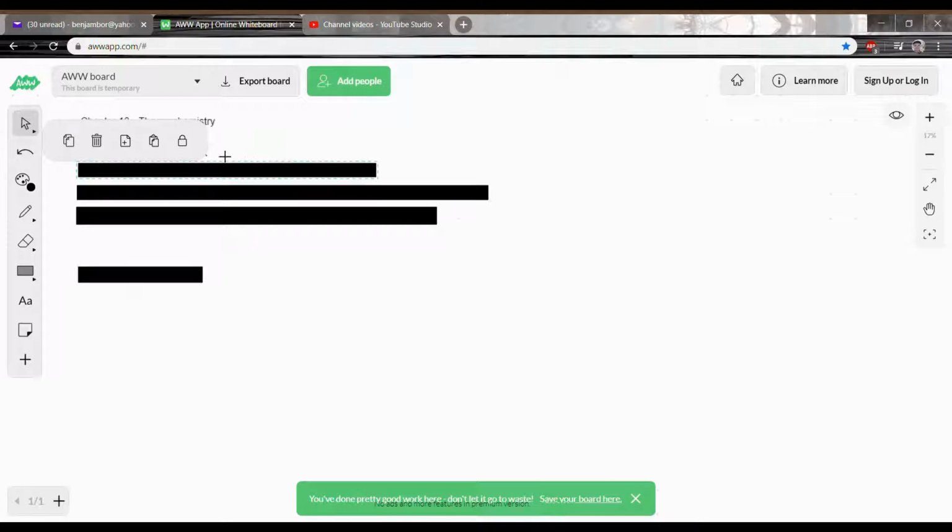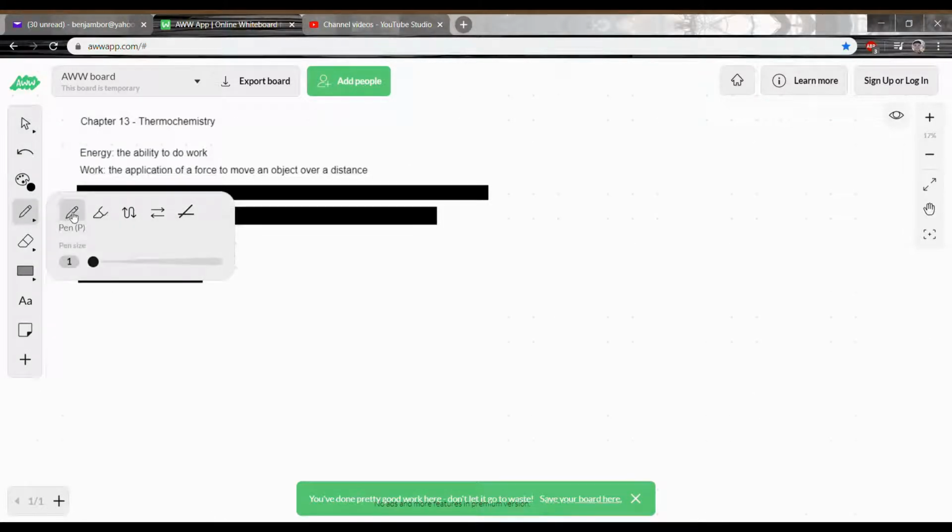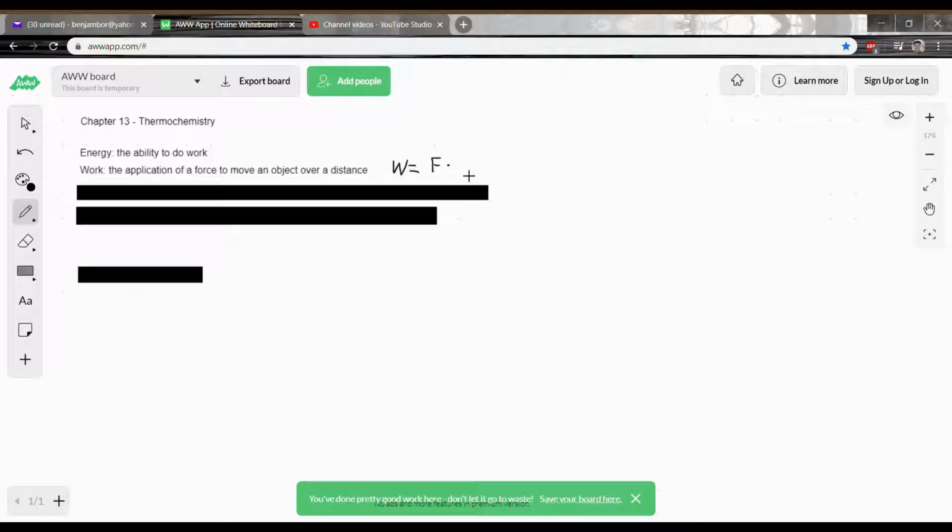Work also has a formal definition, and it is the application of a force to move an object over a distance. Or if we were to write that in variable form, work, W, is equal to a force applied to an object over a distance, force times distance.